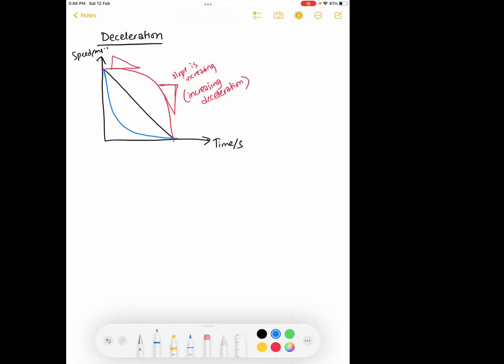Here you can check that the slope is actually decreasing. Okay, that means this one is decreasing deceleration.